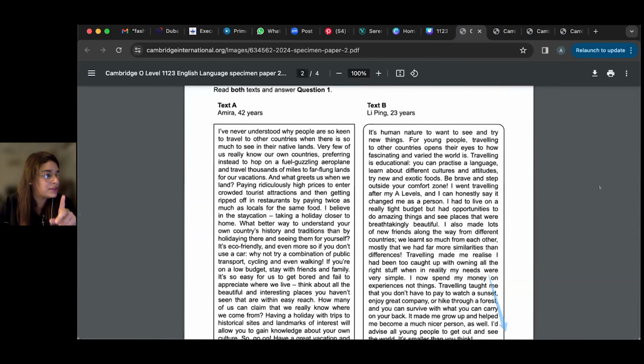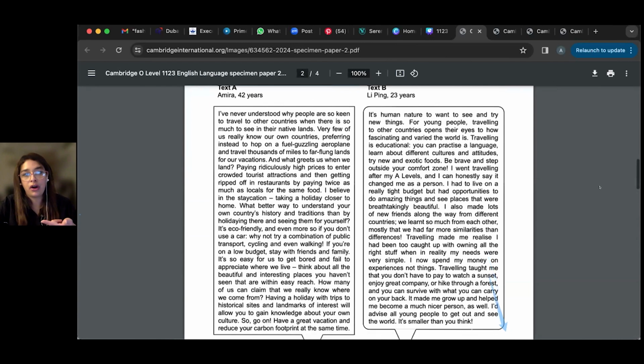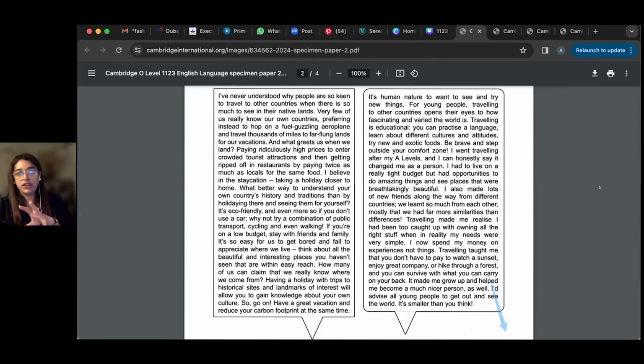Text A is from a 42-year-old individual, whereas text B is from the perspective of a 23-year-old. Why is this important? I will ask you guys to tell me. All right, so we have these two conversations. They're very straightforward. They're focusing on two ideas. I want you to read it. Once you're done, you can raise your hands and then we can move forward.